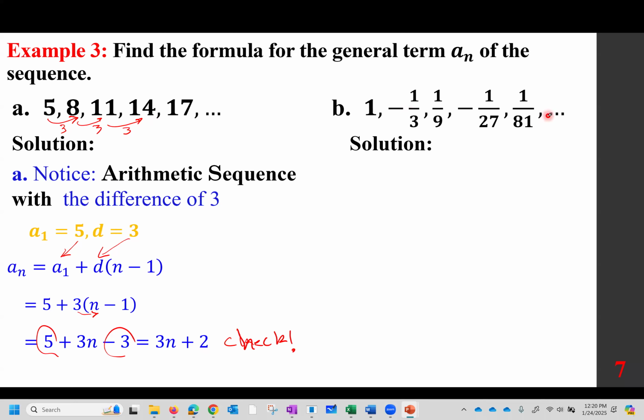Now, in this case, you may notice that you're dealing with a geometric sequence, because if you multiply this one by negative 1/3, you get this one. By negative 1/3, you get 1 over 9. By negative 1/3, you get negative 1 over 27. So you're dealing with a geometric sequence with a ratio of negative 1/3. So here's the first term, and here's r.